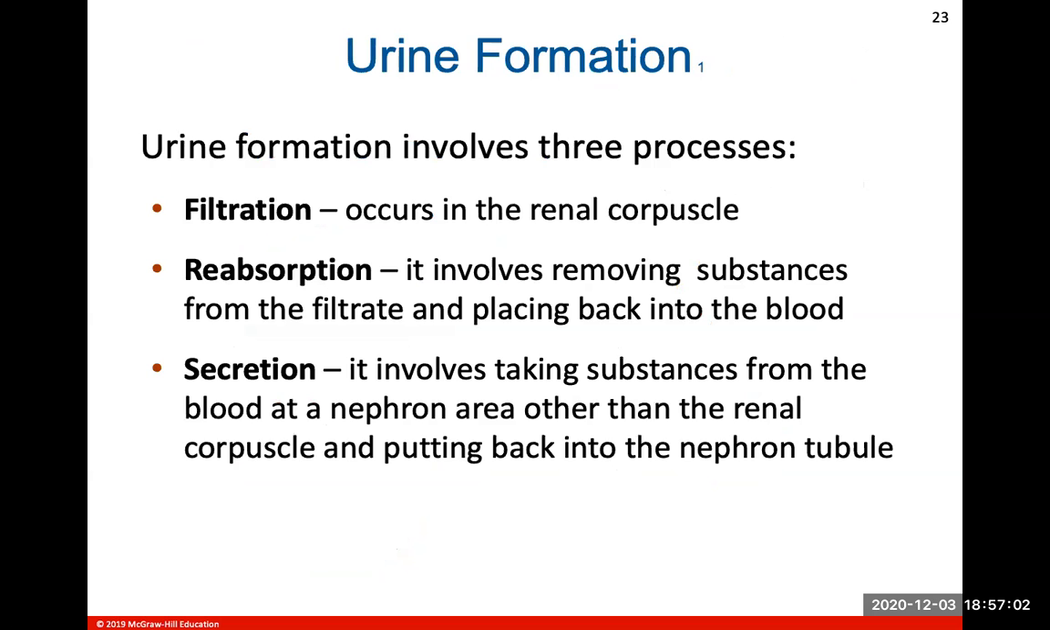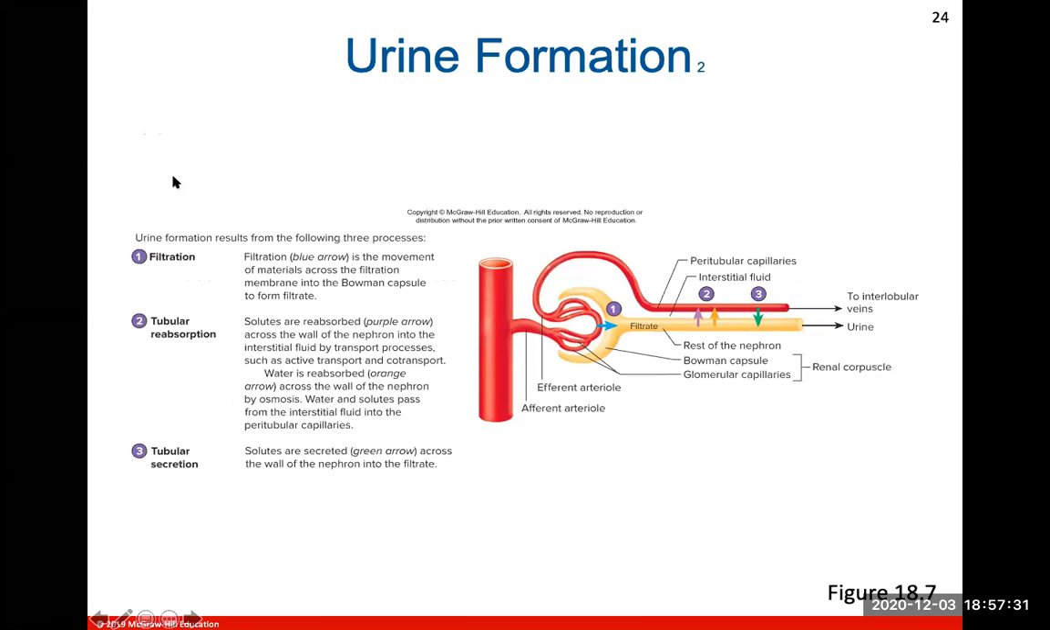Urine formation involves these processes: filtration, reabsorption, and secretion. Filtration occurs in the renal corpuscle. Reabsorption is involved in removing substances from the filtrate and placing them back into the blood. Secretion involves taking substances from the blood at a nephron area other than the renal corpuscle and putting them back into the nephron tubule. So here's a look at what happens during filtration, tubular reabsorption, and tubular secretion, and I'll let you read through those on your own as you're reviewing.